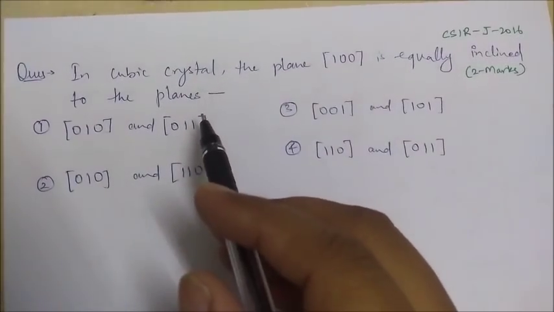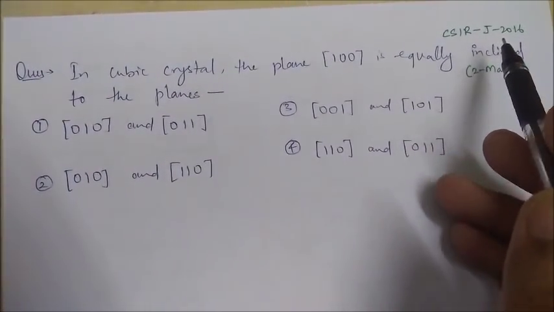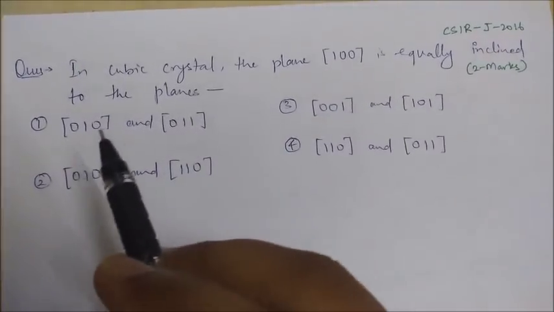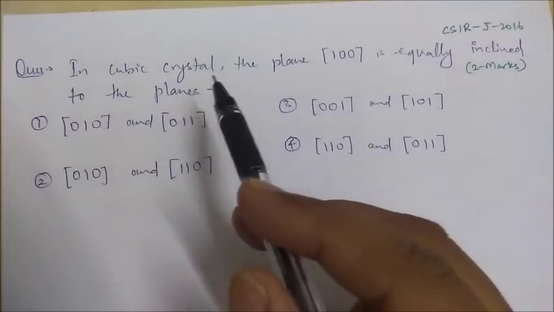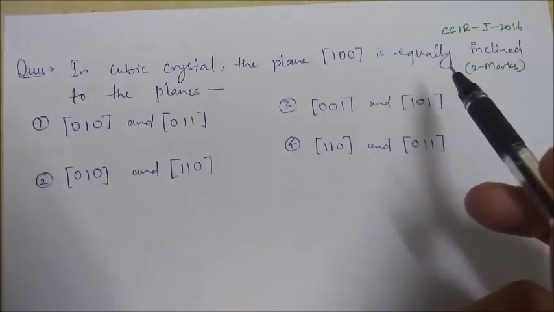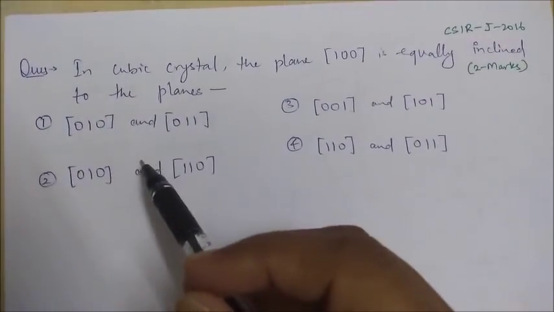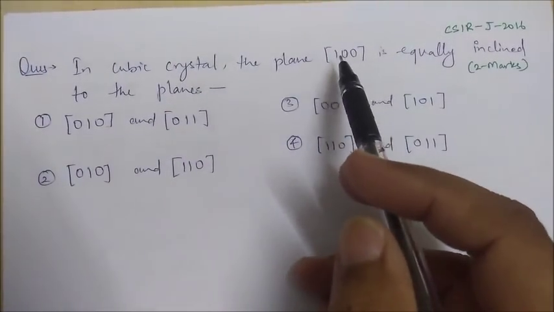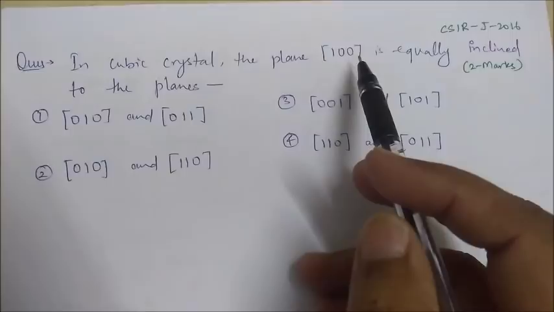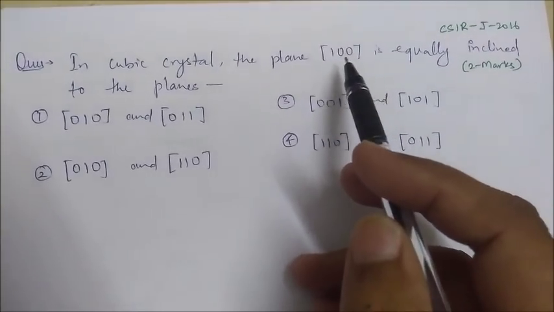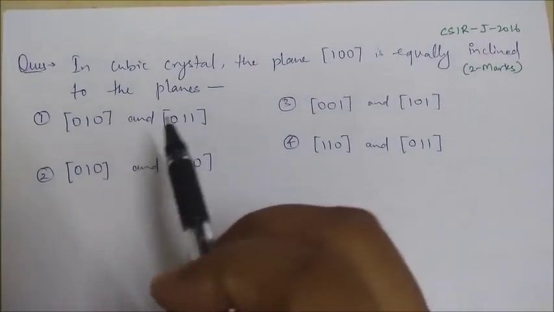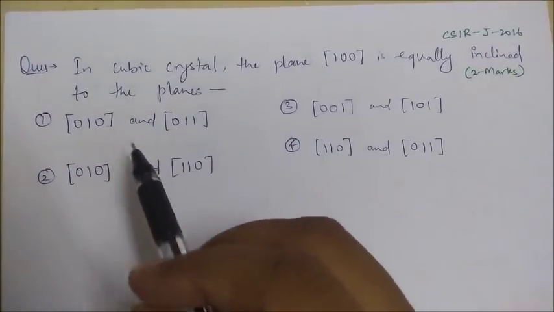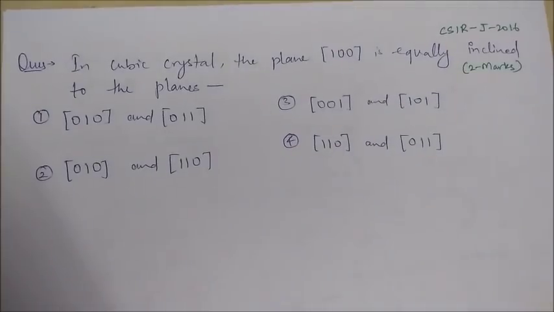All right, so let's take this question from CSIR June 2016 exam, and this question was quite simple and it was asked for 2 marks. The question says that in a cubic crystal, the plane 1, 0, 0 is equally inclined to the planes. Now you have to tell that this plane, that is 1, 0, 0, Miller indices are given basically. So this plane is equally inclined. That means the angle between this and the corresponding planes should be equal. So you have to find it out. So let's try to do this question.